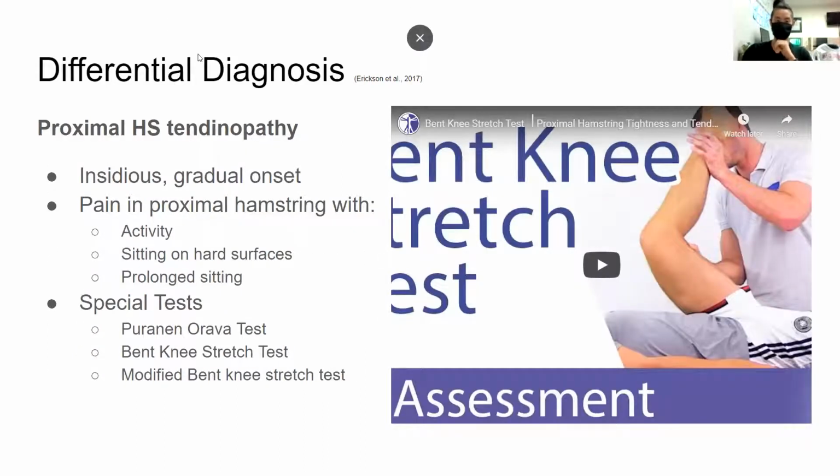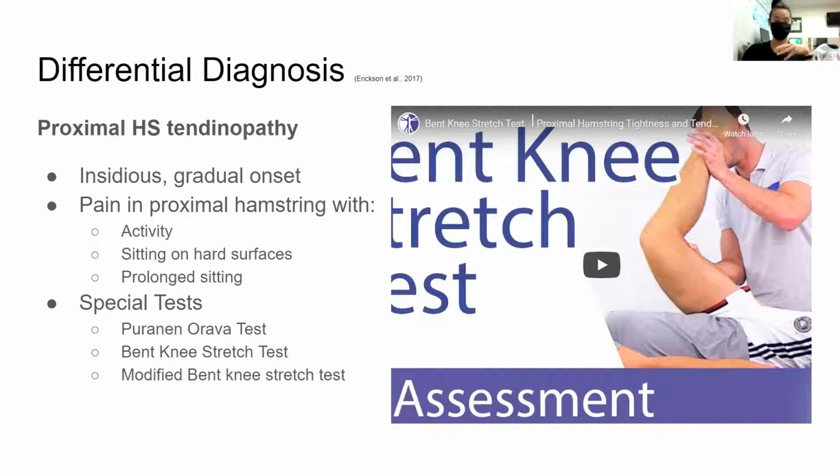Next, you also want to consider that maybe it's a proximal hamstring tendinopathy. The onset for this tends to be more insidious and gradual. They'll have pain with activity, but they'll also have a hard time sitting on prolonged surfaces because they just can't sit on that ischial tuberosity, or it'll develop with prolonged sitting.